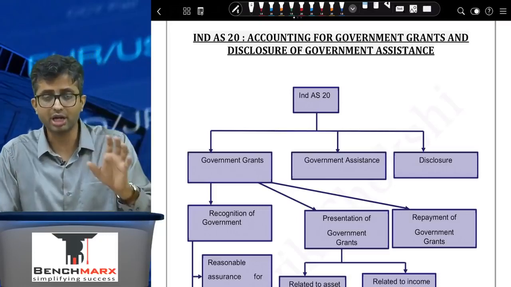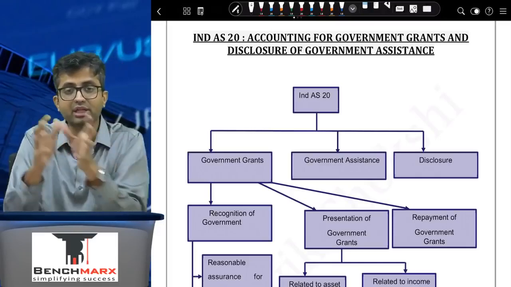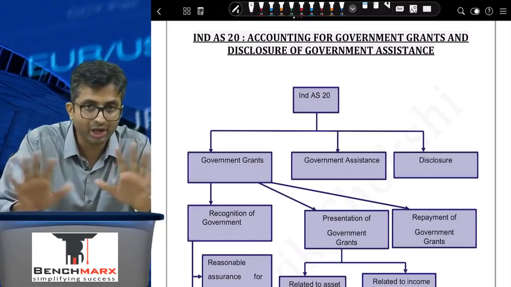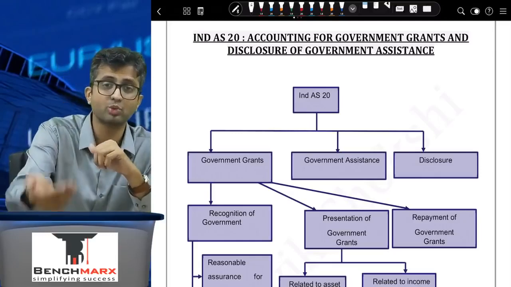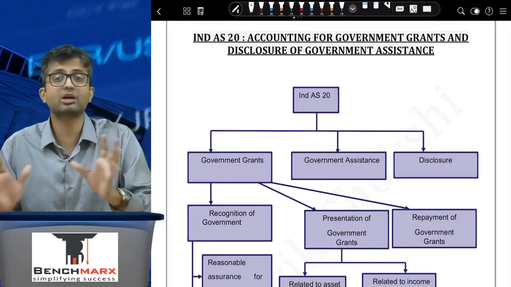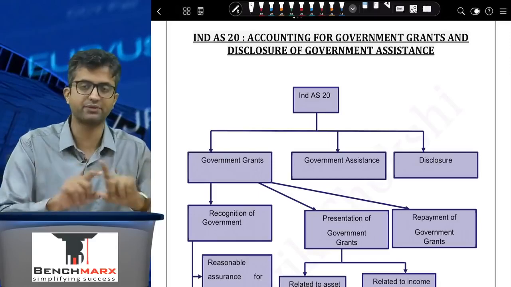So when you look at grants, when do you account for the grants? Well, when you believe that the conditions linked to the grant will be fulfilled and the grant will be receivable. You don't have to wait till actual fulfillment. That means you don't have to wait till the time you actually receive. It is accrual basis.